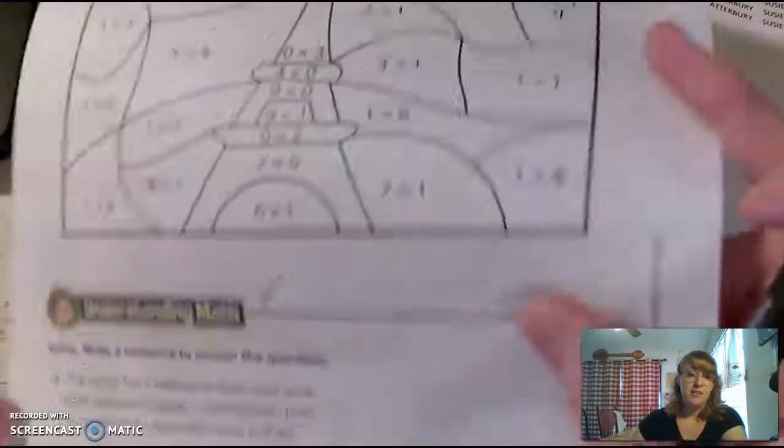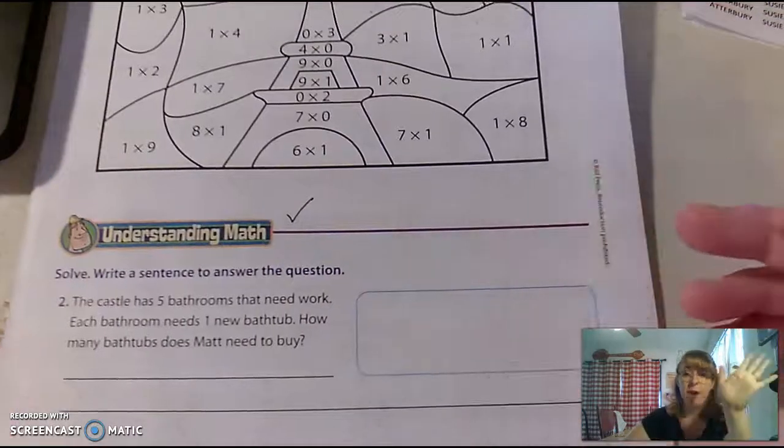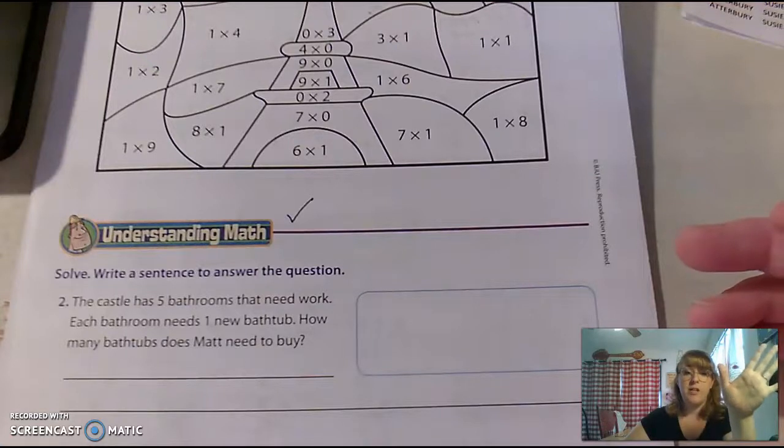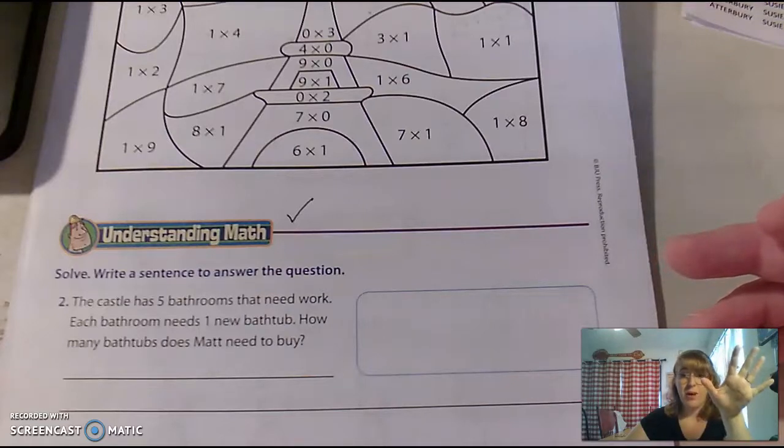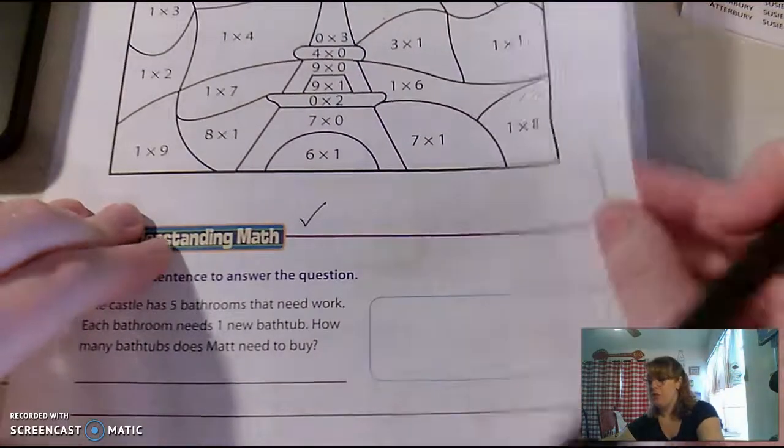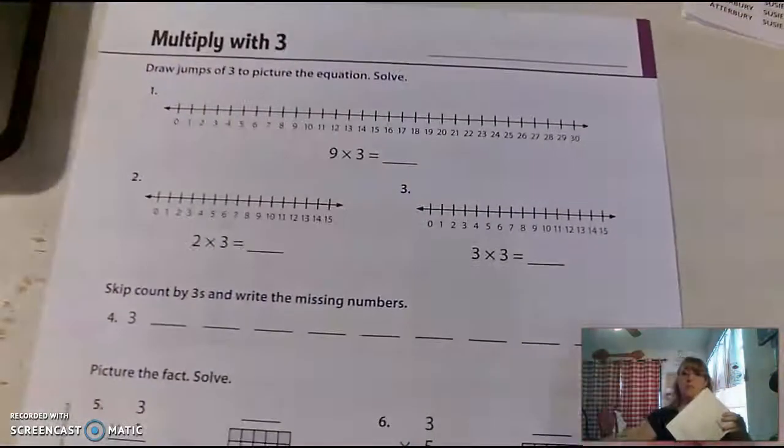And it says the castle has 5 bathrooms that need work. Each bathroom needs 1 new bathtub. How many bathtubs does Matt need to buy? So you need to figure it out, and you need to draw a picture. 2 things. 5 bathrooms. Each bathroom needs a bathtub. Okay? Let's move on to lesson 117.